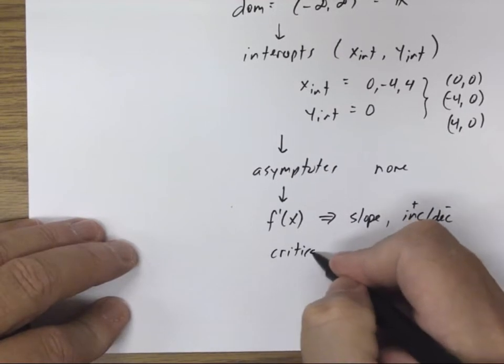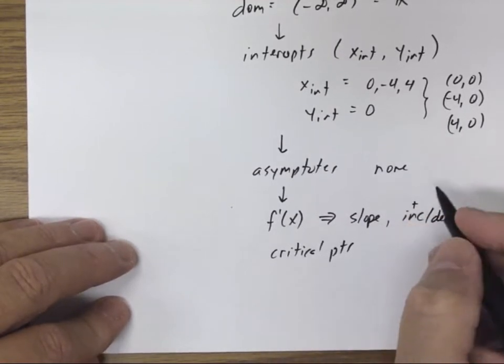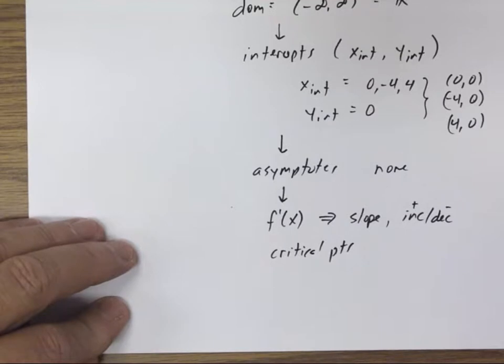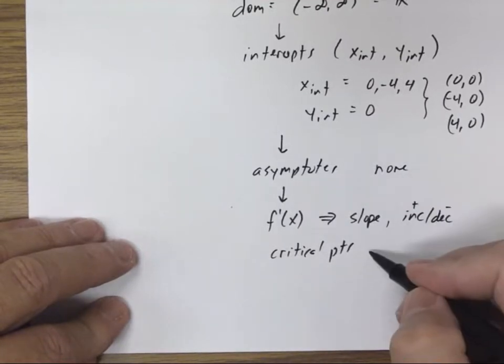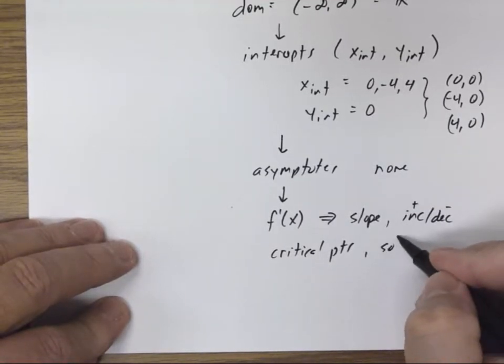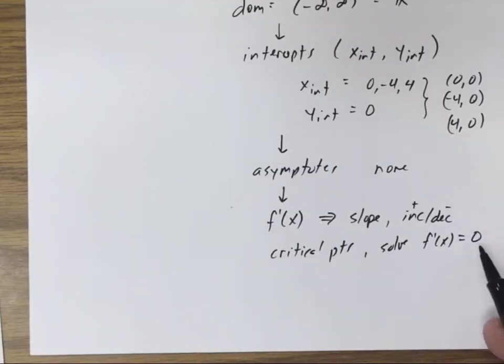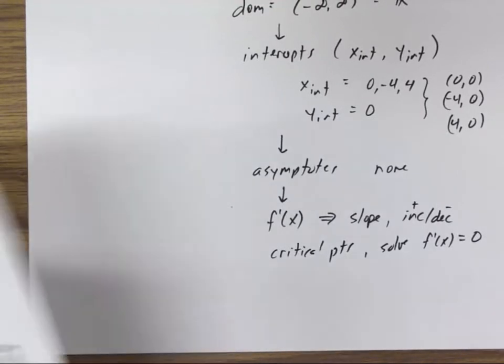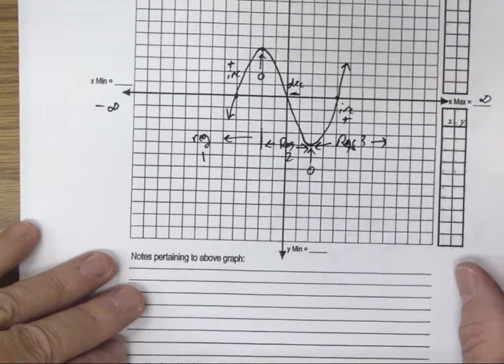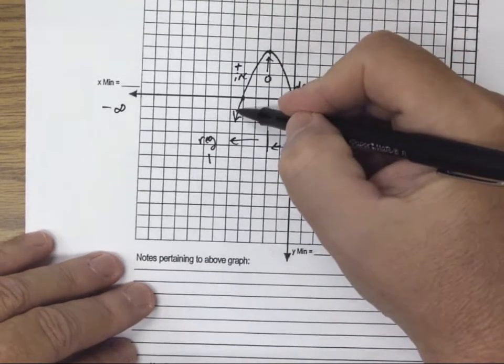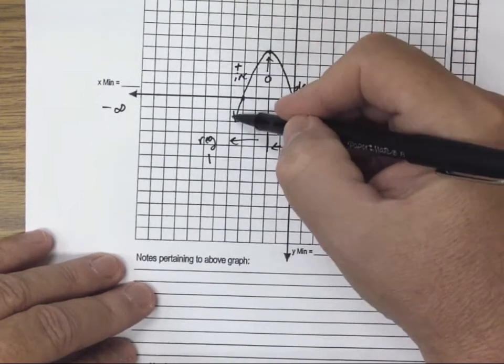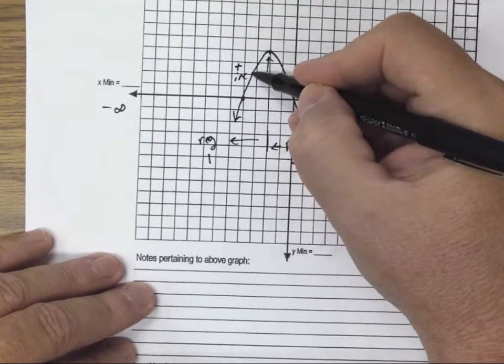To find those critical points where the slope often changes, we take the first derivative, set it equal to 0, and solve it. So let me go over this again just to make sure you understand what's going on. The slope of this graph is the first derivative. Here the slope is a positive number.